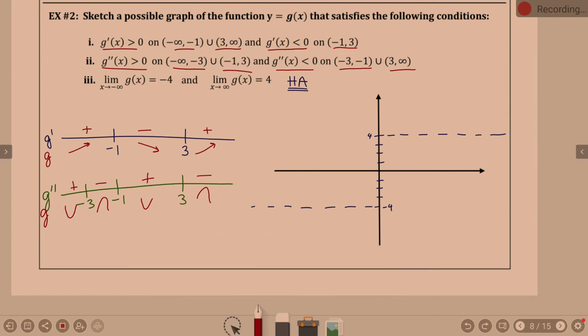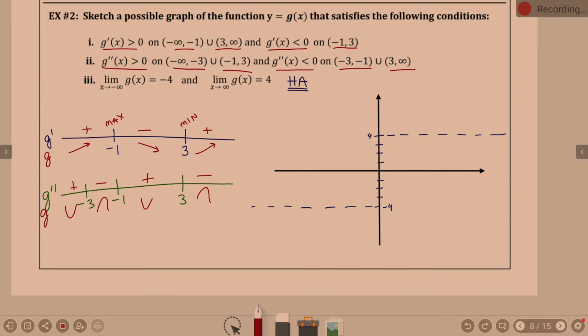What do we know based off of our first derivative? Yeah, the max at -1. Okay. If we increase to -1 and decrease away from it, that's a max. And at 3, a min. If you decrease to 3 and you increase away from it, that's a min.